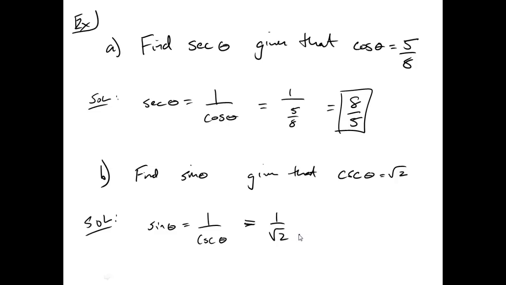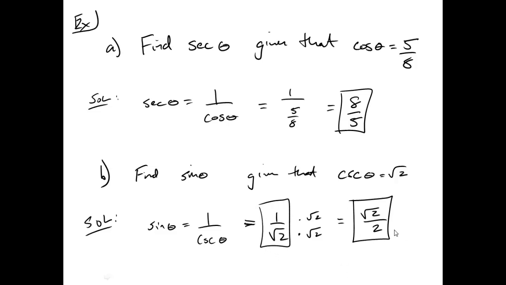But if you do rationalize it, multiplying by √2 over √2, it becomes √2 over 2. Either of these is okay. Generally, you're going to see it in the √2 over 2 form more often when you check your textbooks.